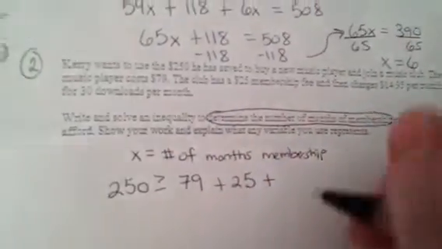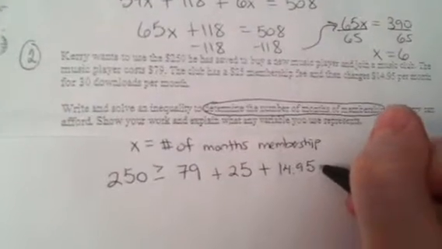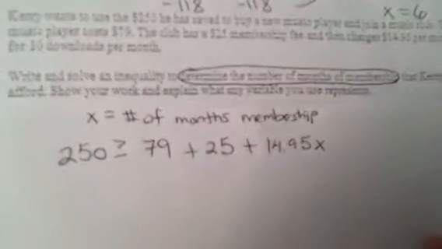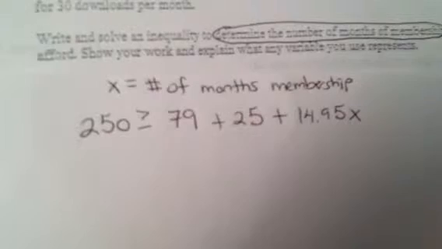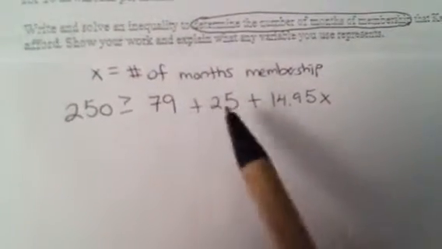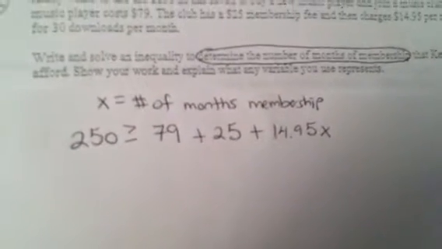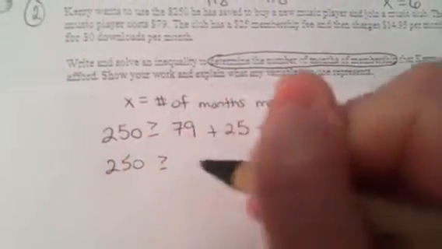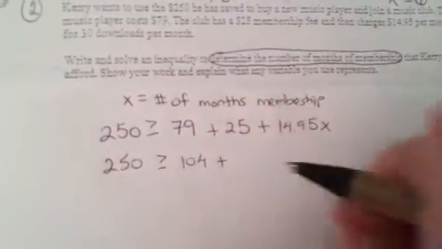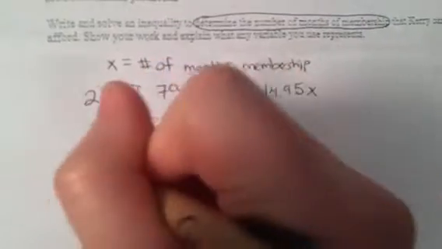We also have a monthly fee of $14.95, and that's going to be multiplied by x, the number of months that he can have the membership. So now we need to solve for x. So combine 79 plus 25 to get 104. So 250 is greater than or equal to 104 plus 14.95x. Continue solving for x by subtracting 104 from each side.